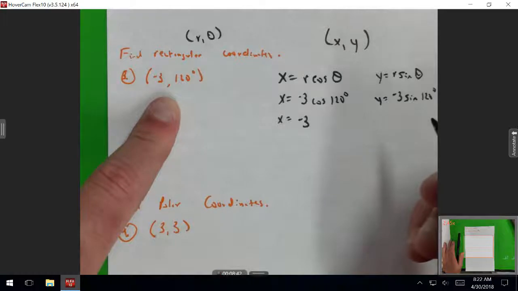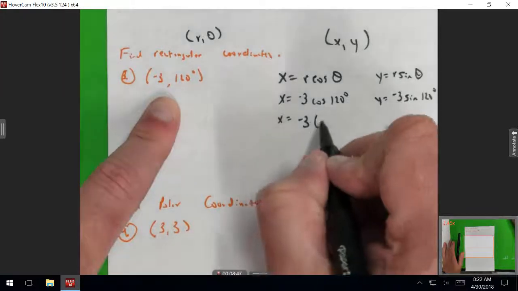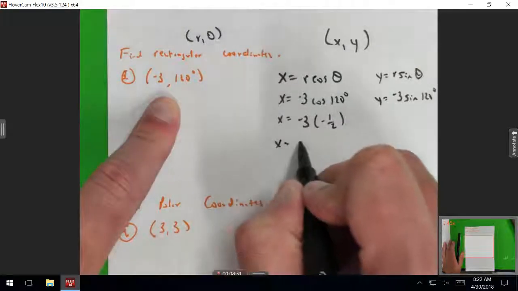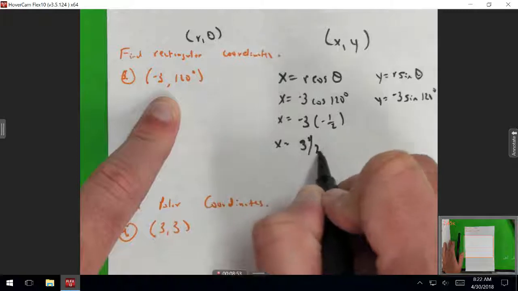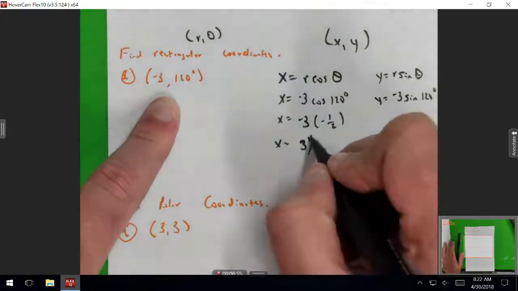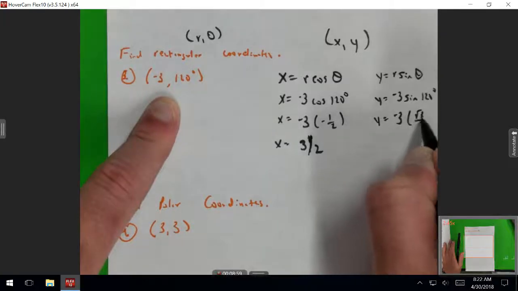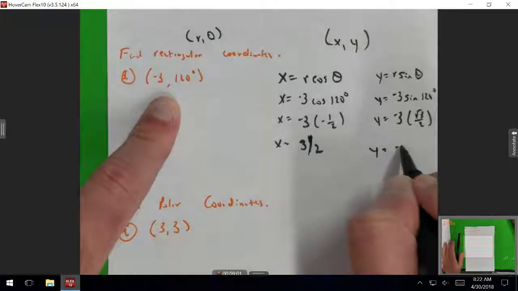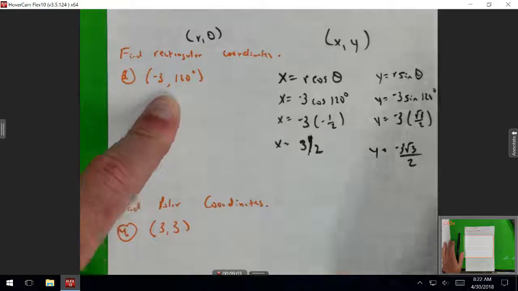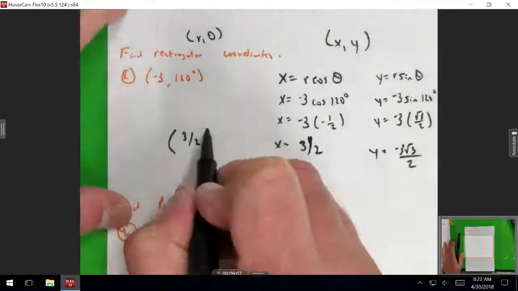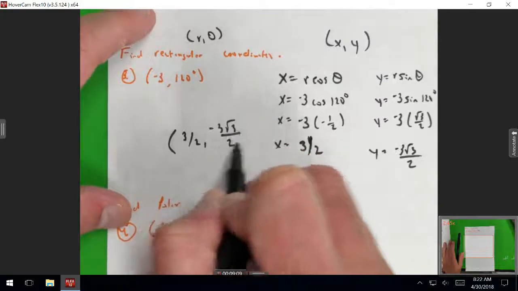Cosine of 120. 120 is in quad what? 2, okay? And that's going to be a -1/2. Does everybody understand that? So x equals positive 3/2, because negative times negative. Y equals -3 times the square root of 3 over 2. That's going to give me -3 square root of 3 over 2. So your ordered pair would be 3/2, -3 square root of 3 over 2.